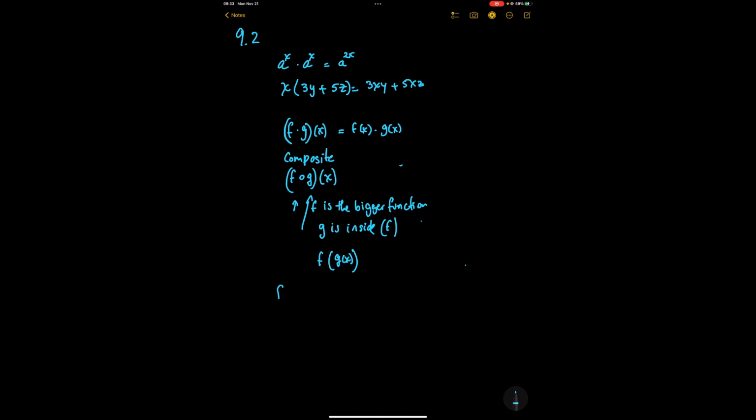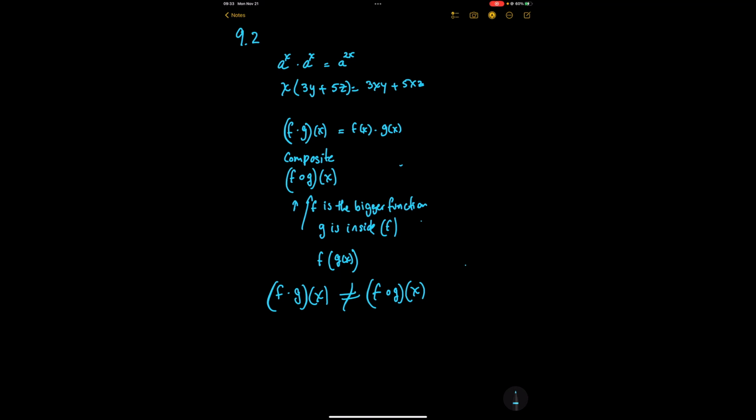So (f times g)(x) does not equal f of g of x, right? Those are two different things. Okay, so be careful. You have to make sure you look at it properly before you jump into doing the exercises.